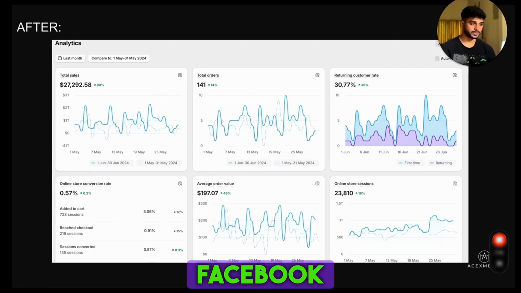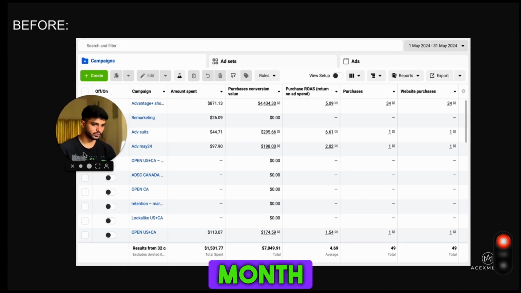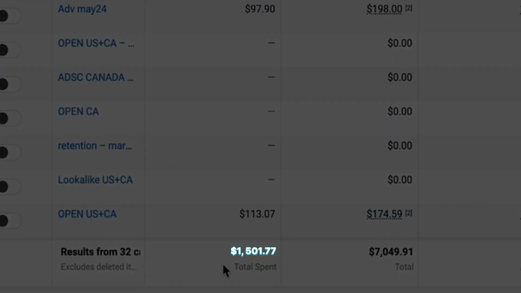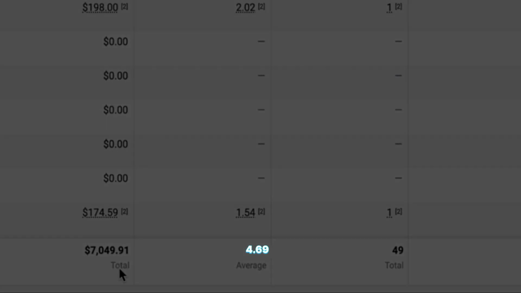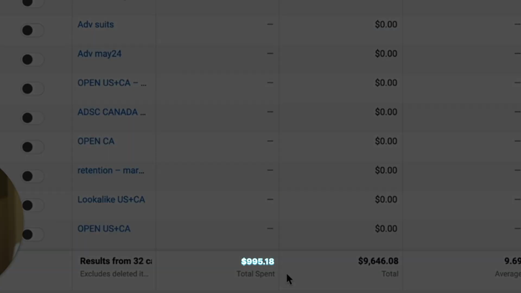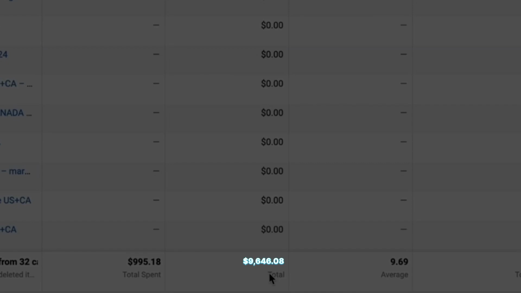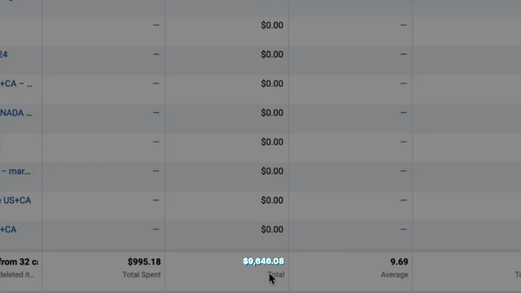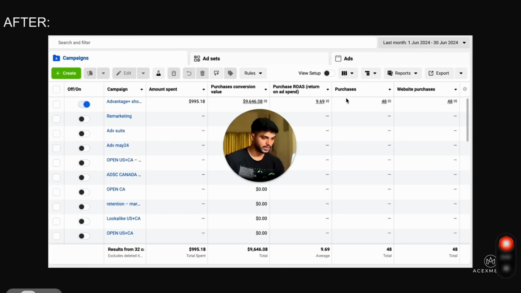And to walk you through the Facebook ads account, this was the results they were getting in the month of May. So $1,500 in spend, $7,000 made back at a 4.6x attributed ROAS with 49 sales. And then in the month of June, we spent around $1,000, which is roughly $500 less than what they spent previously. And we generated over $9,600 in sales, close to a 10x attributed ROAS.